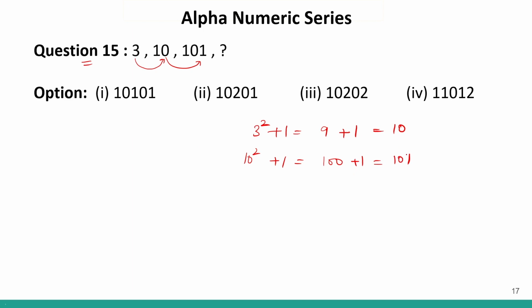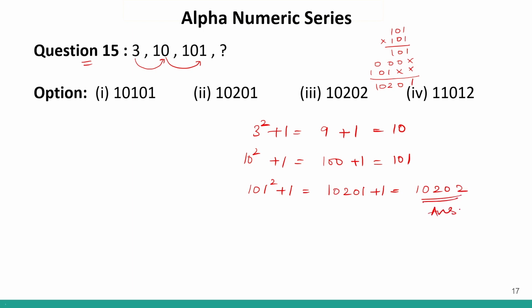So now I can see a pattern. Let us look at 101 square plus 1. What will be the square of 101 if I multiply? 1 into 101 will be 101. Then I'll get 0, 0, 0. And then I'll get 101. Correct? So this will be 10201. So it will be 10201 plus 1. That means 10202. So 10202 will be my answer, which is given in option number 3.